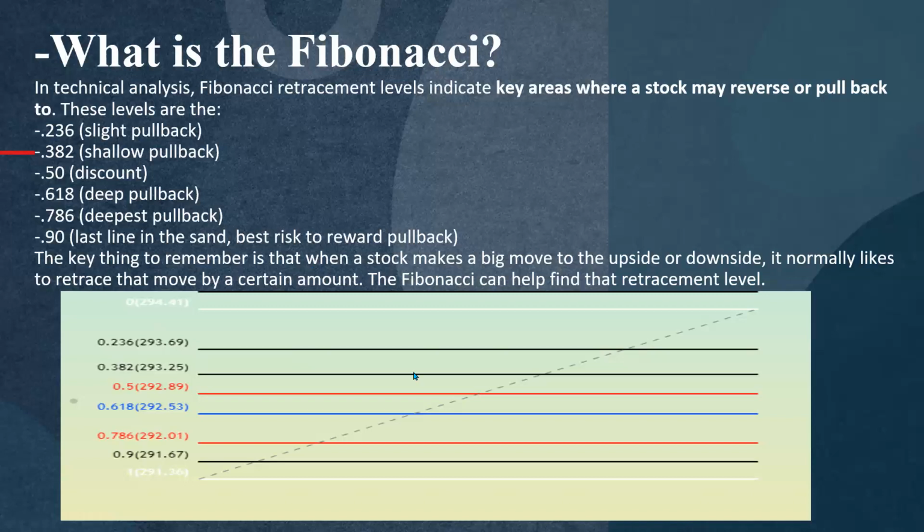The key thing to remember is when a stock makes a gigantic move to the upside or downside, it likes to retrace that amount by a certain amount. And that's what the Fibonacci is for, right? It helps you find those levels where the price is going to retrace to. Again, the 0.5, the 0.618, or the 0.786. On really strong trending days, you'll also see it pull back to nothing but the 0.236 before taking off again. So that is why we're going to be talking about these levels today.